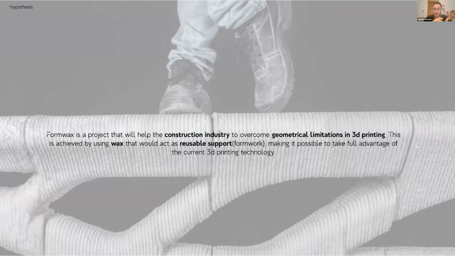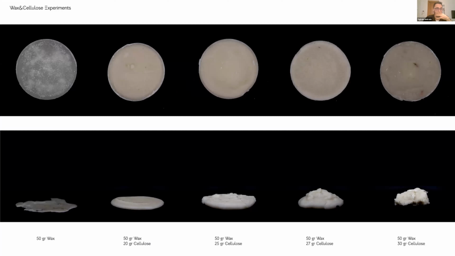FormWax is a project that will help the construction industry overcome geometrical limitations in 3D printing. This is achieved by using wax that acts as a reusable support or formwork, making it possible to take full advantage of current 3D printing technology. In order to achieve this, I researched what kind of wax I could use and how I could 3D print with wax. After some material research, I decided to go with paraffin wax. To increase the viscosity, I added some microcrystalline cellulose so that I have a viscous material I can 3D print.